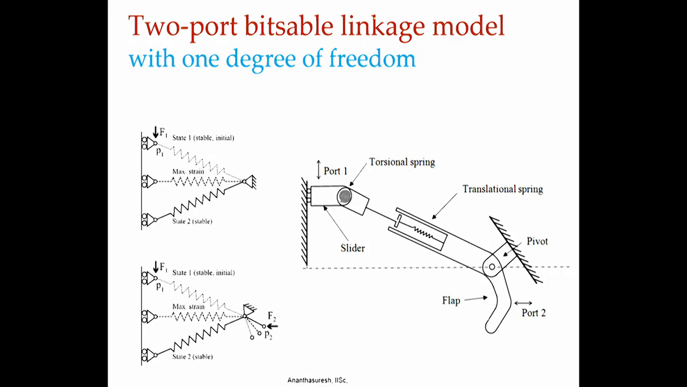How do you model that? We had considered a single degree of freedom model earlier. We can also consider 2 degree of freedom model. So, it basically says that if you have a spring like it is shown in state 1, when it goes to state 2, in between it goes through a maximum stress or maximum strain state, and that gives the bistability. We can capture that over here with a torsion spring there and a translational spring here, and we can have port 1 actuation and a port 2 actuation.